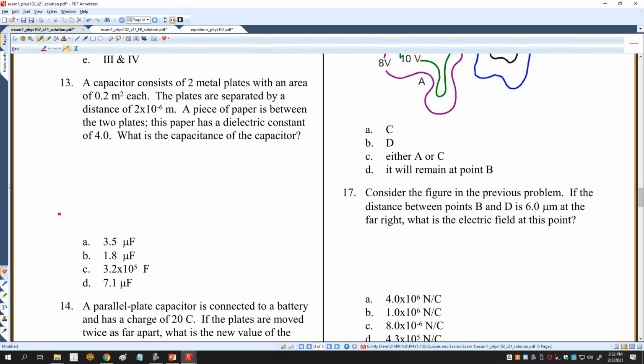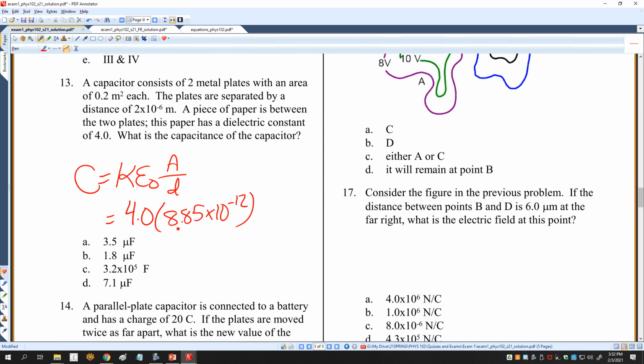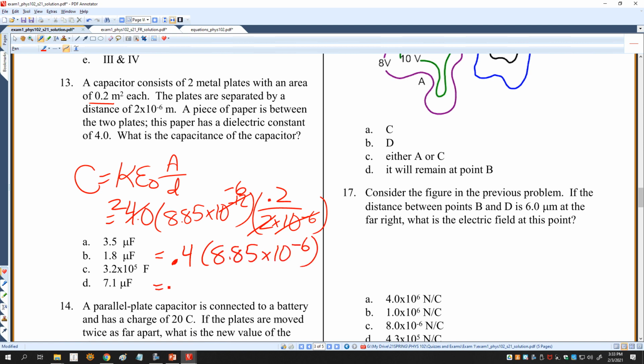I have this capacitor that consists of these two metal plates. I want to calculate the capacitance. That's going to be 4. Area is 0.2. Even though there are two plates, I just use that area. Let's see. I can cancel that with that and give me 2. That goes away and gives me -6. So I get 0.4 times 8.85 times 10 to the -6.